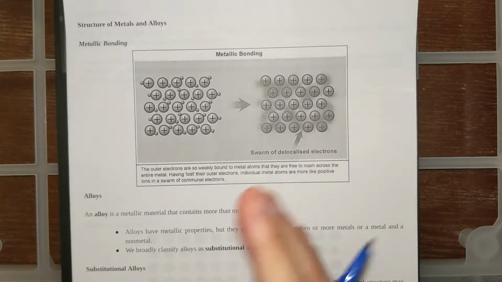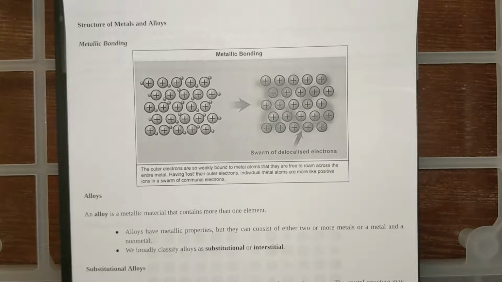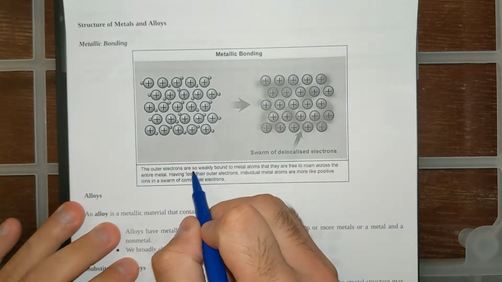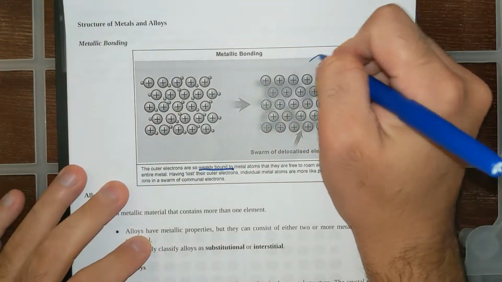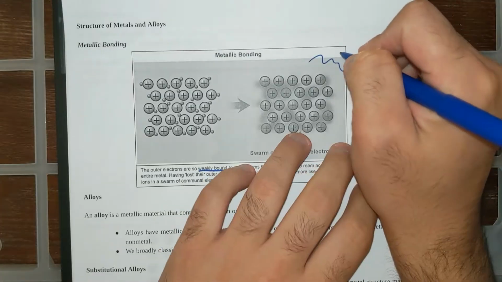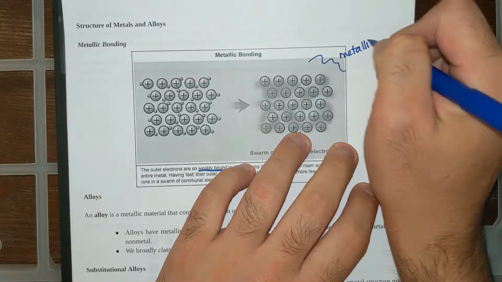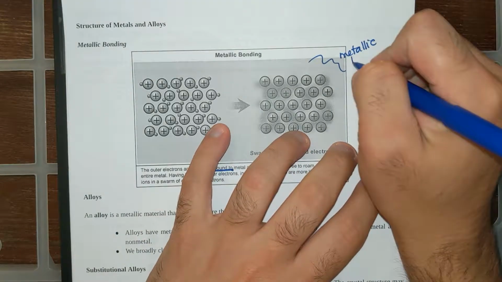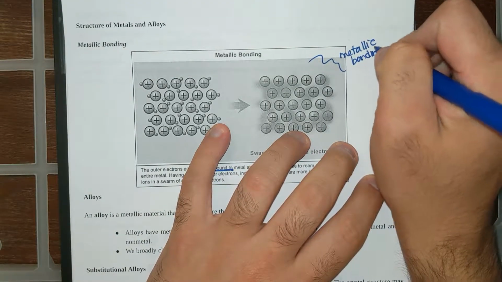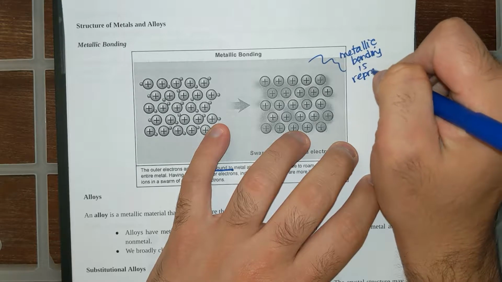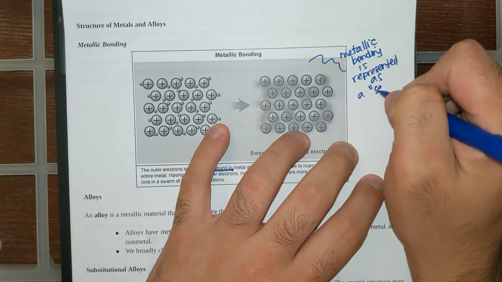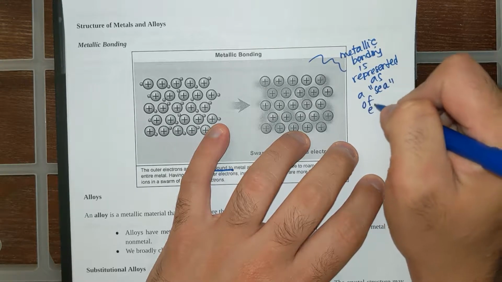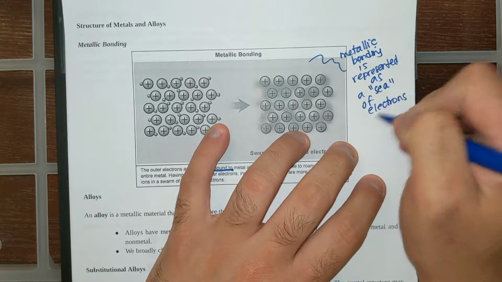So for metallic bonding, there's a very specific way in which the metals bond with each other. These electrons are weakly bound, as you can see by the description of this diagram. Typically, you represent metallic bonding as having electrons as a sea of electrons. So metallic bonding is represented as a sea of electrons between metals.